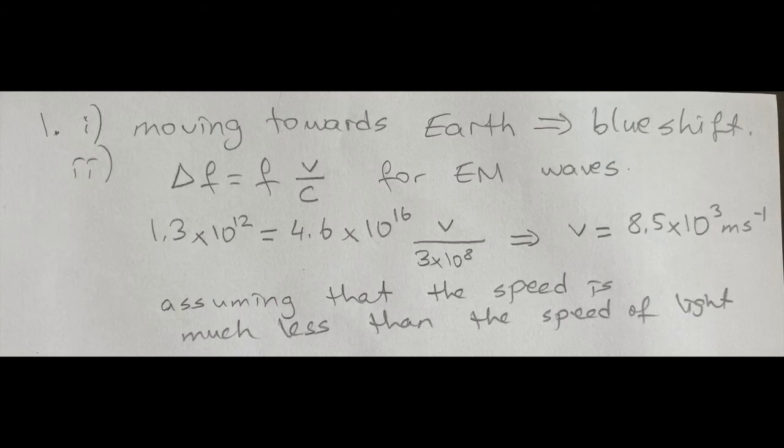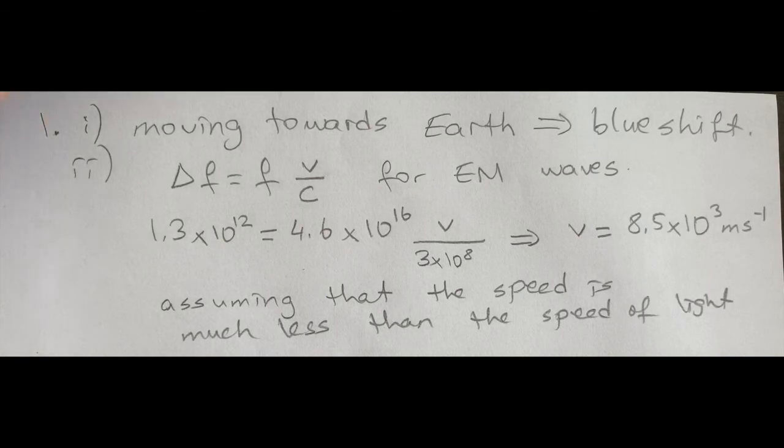Hi, these are the answers to the homework of lesson 16, Doppler effect. Question 1 gives us a particular star that is moving towards Earth. So in part I, state the direction of the observed frequency shift. Since we know it's moving towards Earth, this is a blue shift.